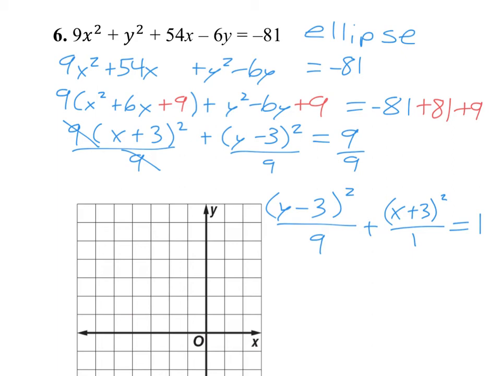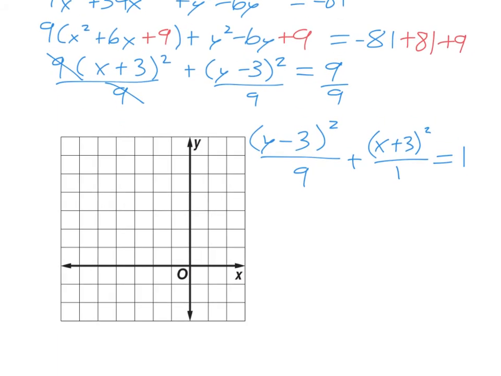Okay, so the center of our ellipse is, remember to go to the x first, -3, and then +3. And we go up and down 3, because there's a 9 underneath the y. And we go left and right, only 1, because there's a 1 underneath x. And there's our ellipse.